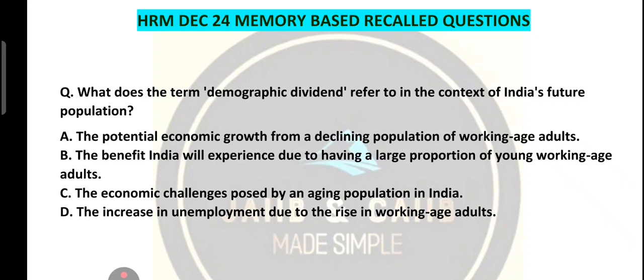Obviously less. So a decline in working age adults is not a demographic dividend. What about option B? The benefit that India will experience due to having a large proportion of young working age adults. Yes, this is correct. India has a large population of young people, especially in the working age group 20 to 64 years. That is called demographic dividend, because it's like a bonus for the economy. More people working, more income, more production, more tax collection, economic growth.